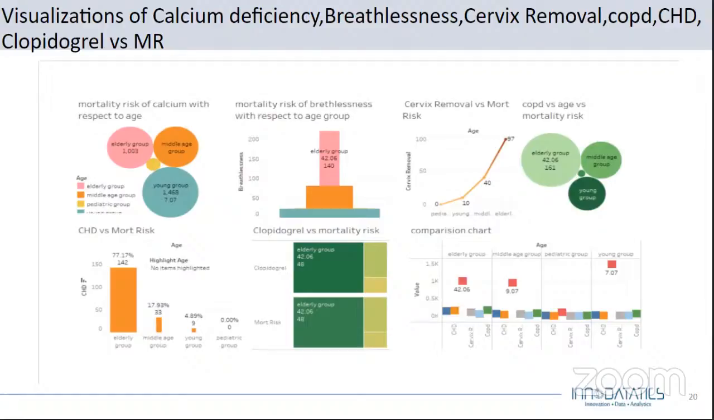Here we have clopidogrel. This is a medicine which is used to treat blood clots. It is highly recommended for the elderly age group. Next slide, please.